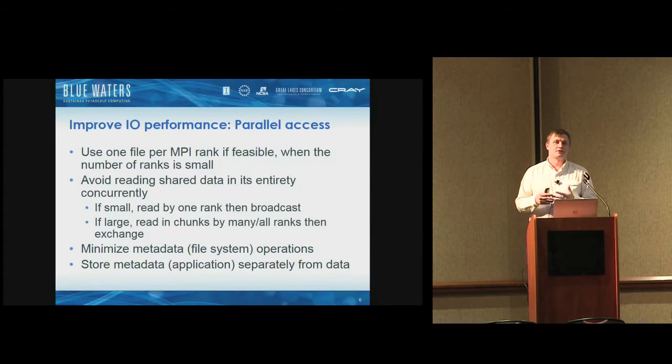You should avoid reading shared data by all ranks. Like, if you have 1,000 ranks and you have some shared initialization parameters, you shouldn't be reading them by all 1,000 ranks. It's better to read by one rank and distribute by broadcast. Or if it's a big chunk of data, you should use some scatter-gather operations, once it's read by a small subset of ranks, or one rank, depending on your application.